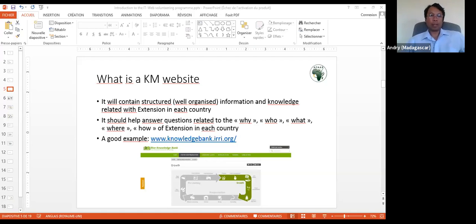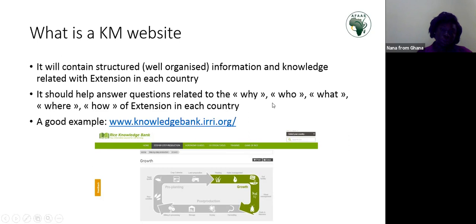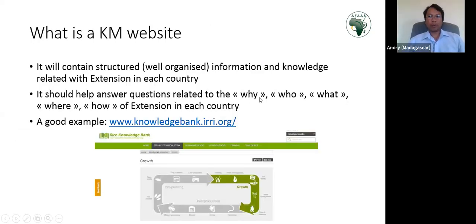Now, what is a KM website? We continue with our topic. Well, a KM website will contain structured or very well organized information and knowledge. And in our case, it will be related to extension activities, people, and everything from each country. It should help answer questions like who is doing what, who are the players, why is the website created, what is whom doing and where, how are extension actors doing things in the country. So the why, who, where, when, what, how should be the key questions that will be answered by your KM website.